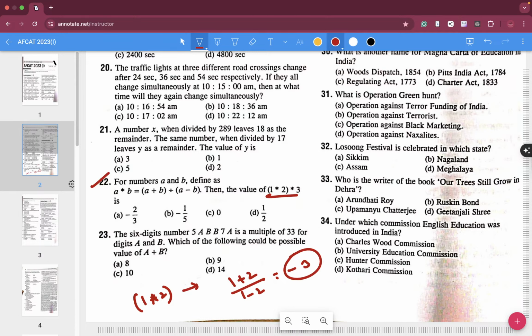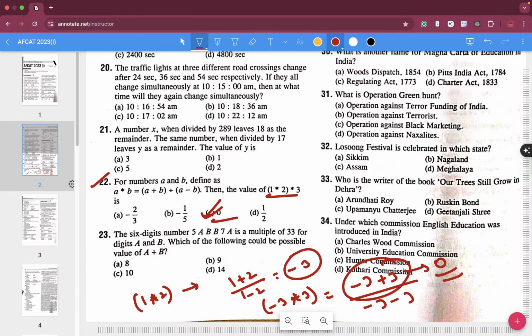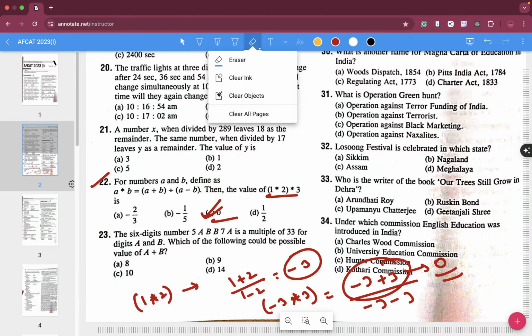If this is minus 3, now you have to work out minus 3 star 3. Minus 3 plus 3 divided by minus 3 minus 3. Since this number itself is giving you 0 in the numerator, there is no need to solve any further, you don't have to worry. So question 23 will go ahead with C as the answer.